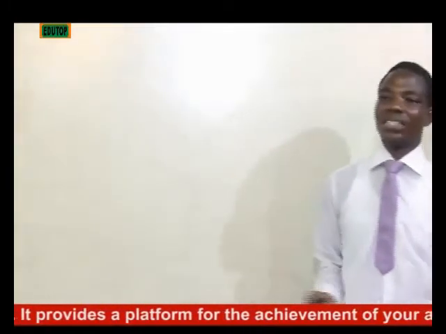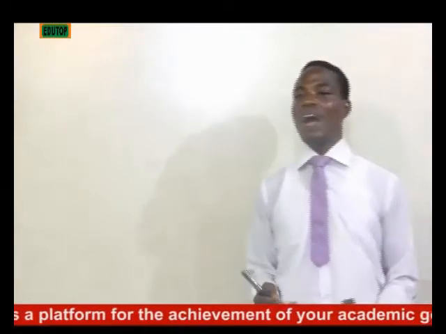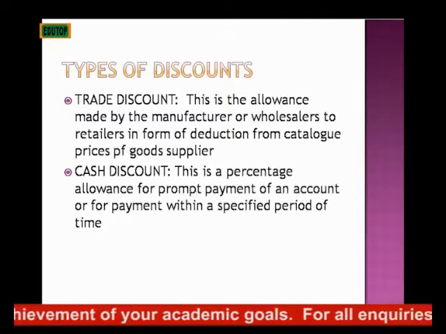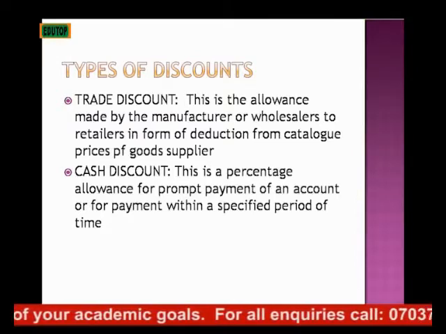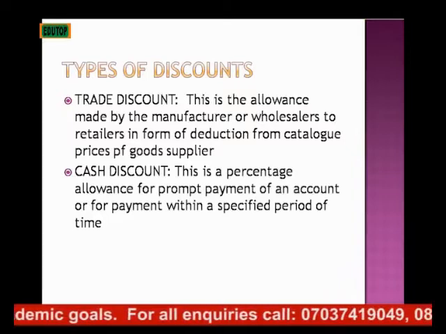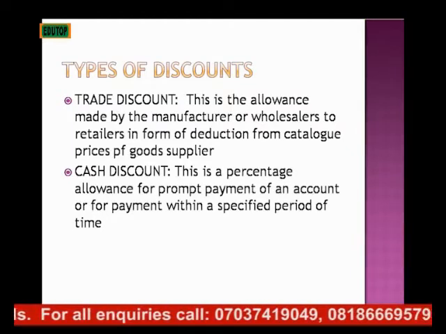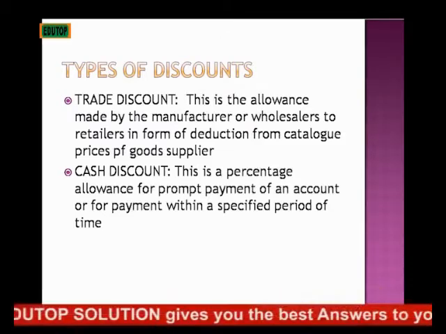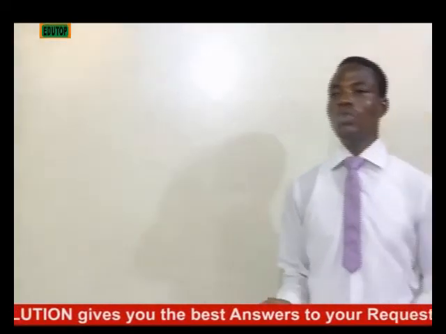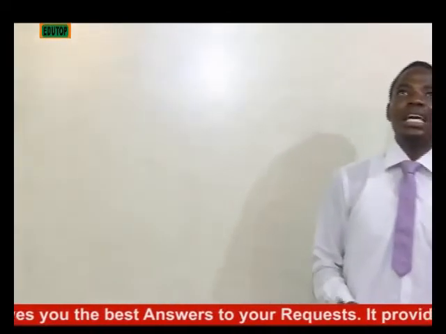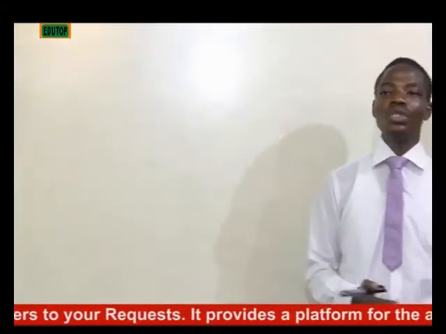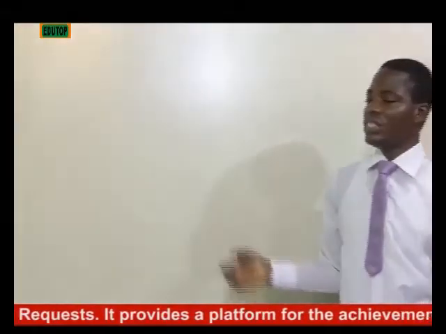Now, what are the types of discounts? We're talking about discount. We have a trade discount. What is trade discount? Trade discount is the allowance made by the manufacturer or wholesaler to the retailer in form of reduction from catalog price of goods supplied. This trade discount is the kind of discount given when the buyer buys a lot of goods, so the manufacturer or the producer of the goods can give the buyer trade discount.